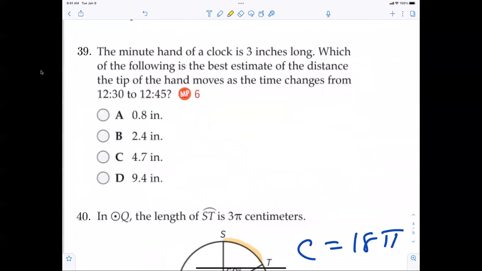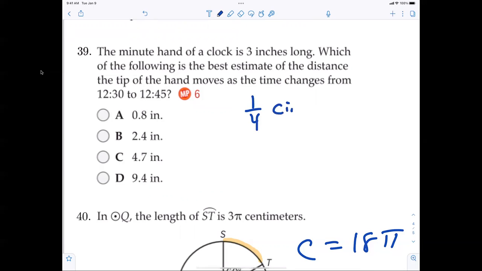The minute hand of a clock is 3 inches long. Which of the following is the best estimate for the distance the tip of the hand moves as the time changes from 12:30 to 12:45? So a lot of kids these days don't know the little hand and the big hand, right? Because everything is digital. But do we agree 15 minutes has gone by? So 15 minutes is what part of the hour? 1/4, right, James? So it's just 1/4 of what?